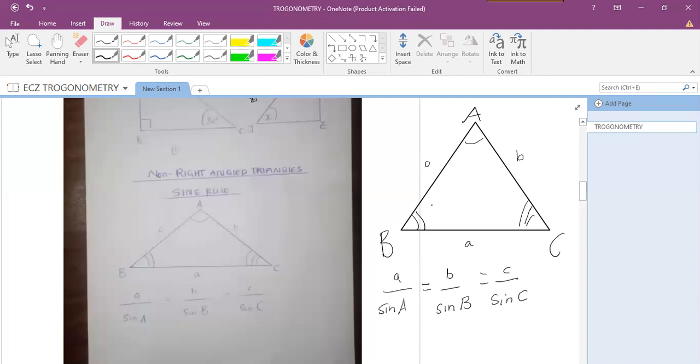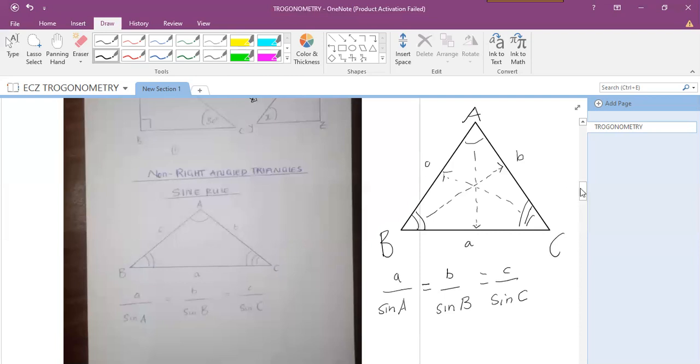We just follow this side. This triangle B has a side small letter b. This side C has a side small letter c. This angle A has a side small letter a. How are you going to identify that?